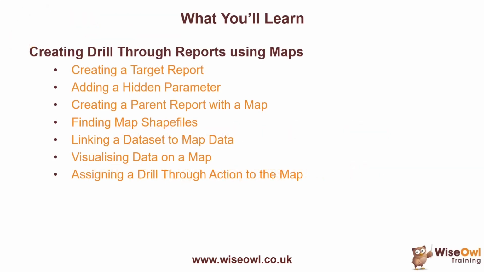We'll start by creating the target report, including the hidden parameter that we'll pass our country ID values into. Then explain how to create the parent report, including a map. We'll show you how you can find map shapefiles and load those into the report, how you can link your dataset to the map data, and then visualize some data on the map.